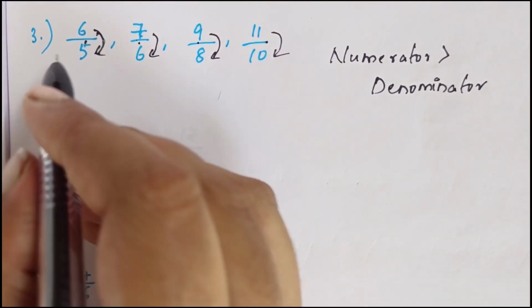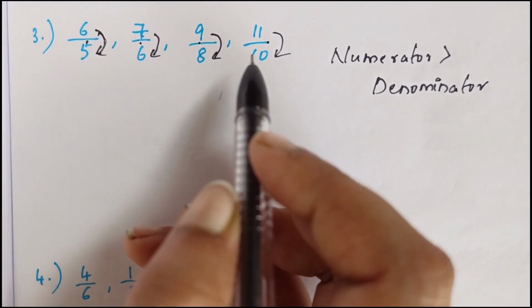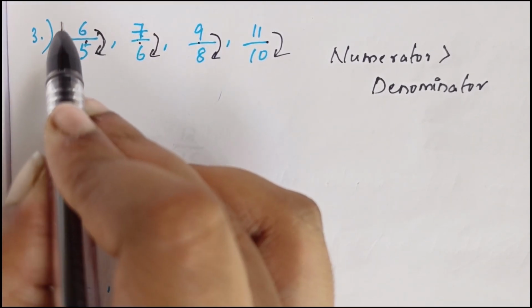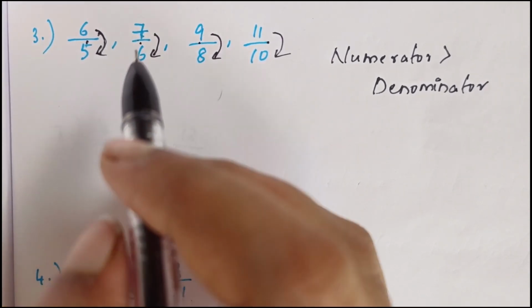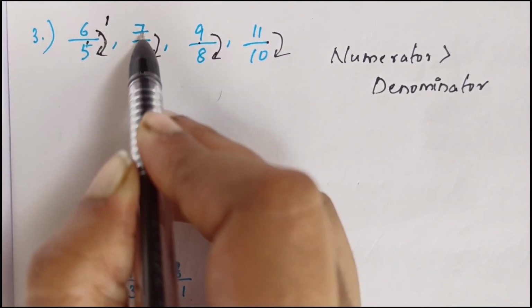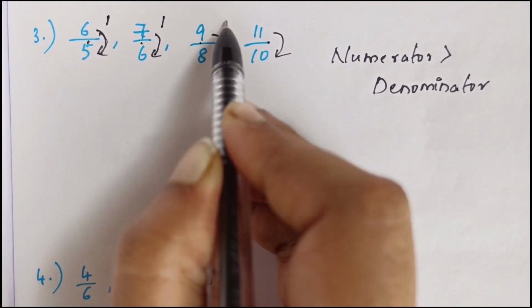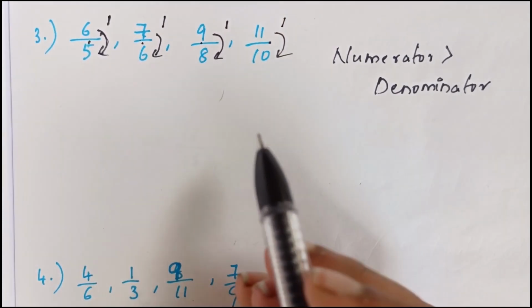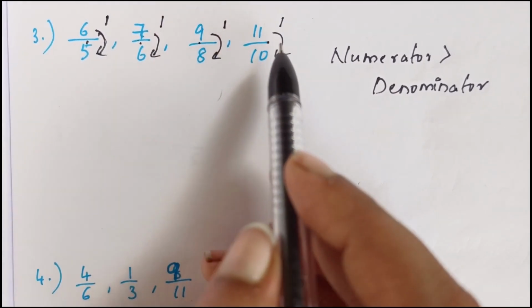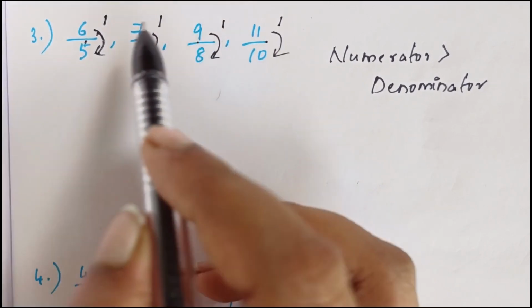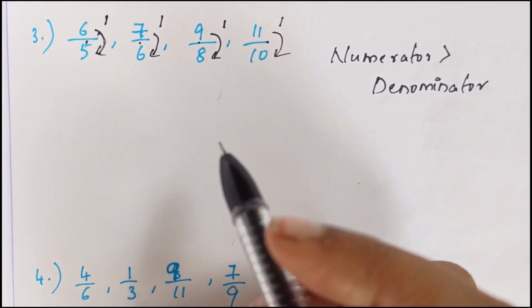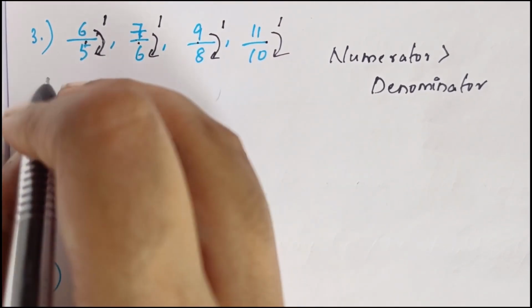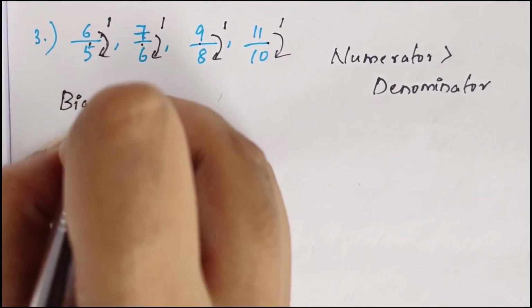So if all the numerators are greater than the denominators and also the difference between the numerator and the denominator is a fixed number, here the difference is 1, here also the difference is 1, 9 minus 8 is 1, 11 minus 10 is 1. So in that case, the fraction with smaller numbers will be the biggest fraction.